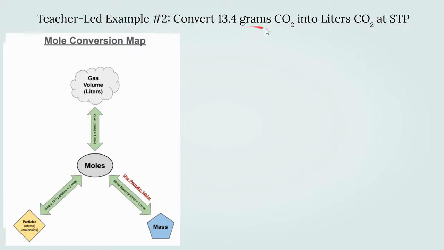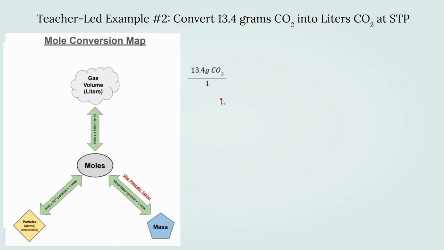This problem asks to convert 13.4 grams of CO2 into liters of CO2 at STP. Now notice this says STP. All that means is that our gas is at what we call standard temperature and pressure. It's at the temperature and the pressure where this relationship holds. For our practice, we're going to always assume that the gas is at STP so that this relationship holds.